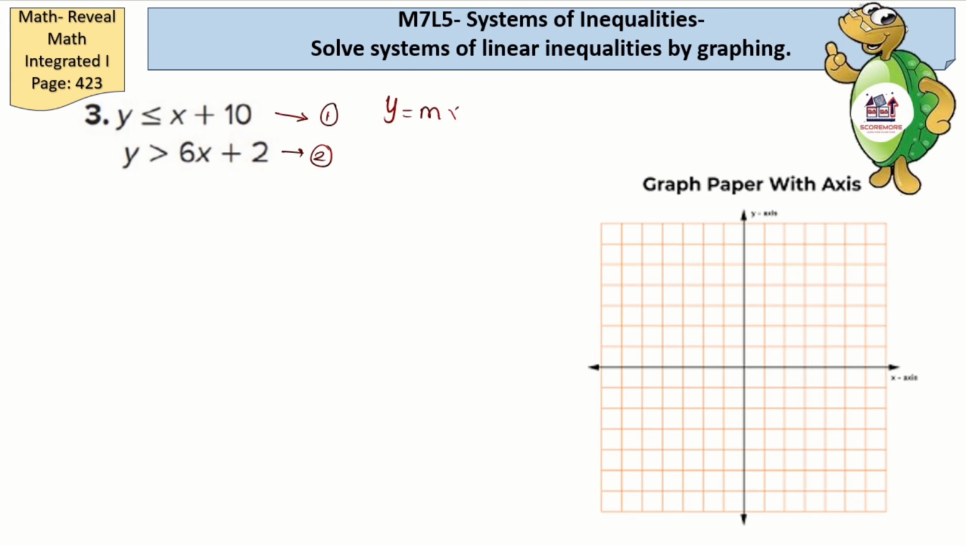As we know from our previous lesson, slope-intercept form is y equals mx plus b. From the first equation, b is 10 and m, the coefficient of x, is 1. So b is 10, which means (0, 10) is the y-intercept. M is 1, which means 1 over 1, rise over run, so you are going to move up 1 and right 1.